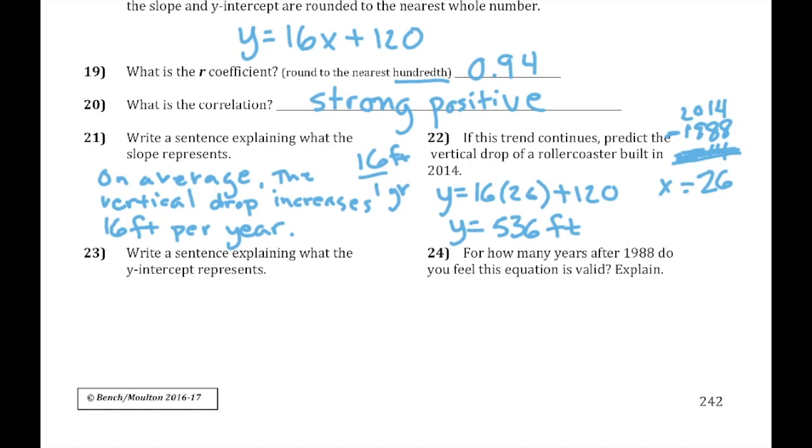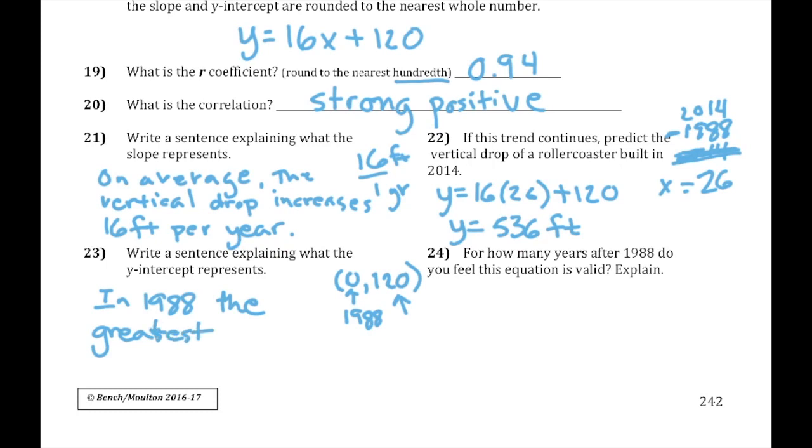Okay, number 23. Write a sentence explaining what the y-intercept represents. Well, remember, the y-intercept is just a point. It's the point 0, 120. So if we're looking at this point, we have to think about this as time. Our time is 0 years. But remember, the context of our situation is 0 years from 1988, which means we are talking about the year 1988. The 120 is talking about the vertical drop of a roller coaster. So we could say that in 1988, the greatest vertical drop was 120 feet.